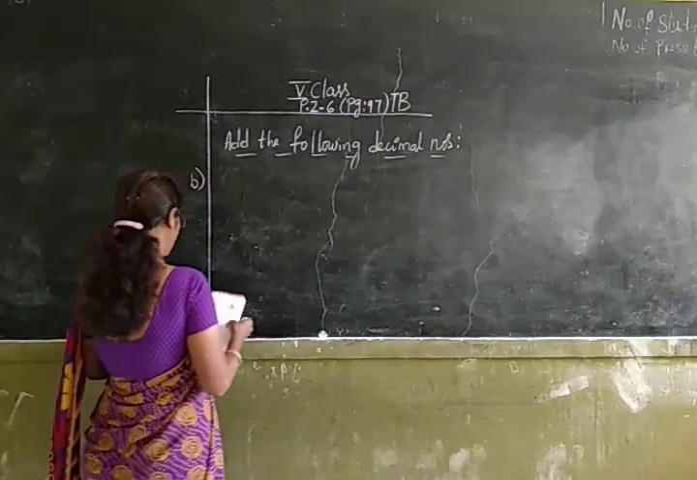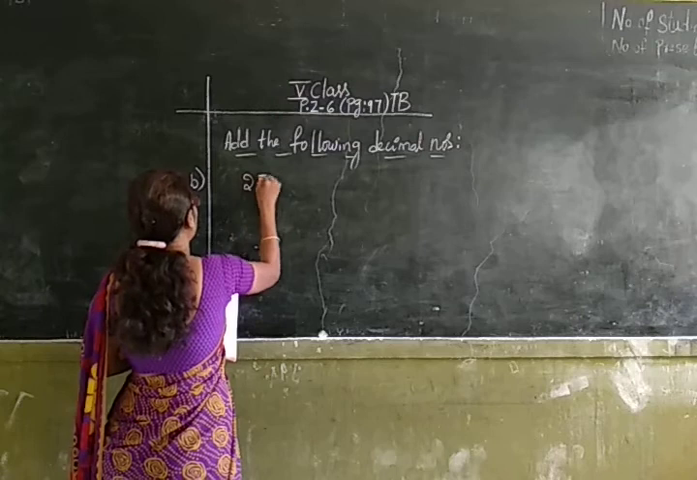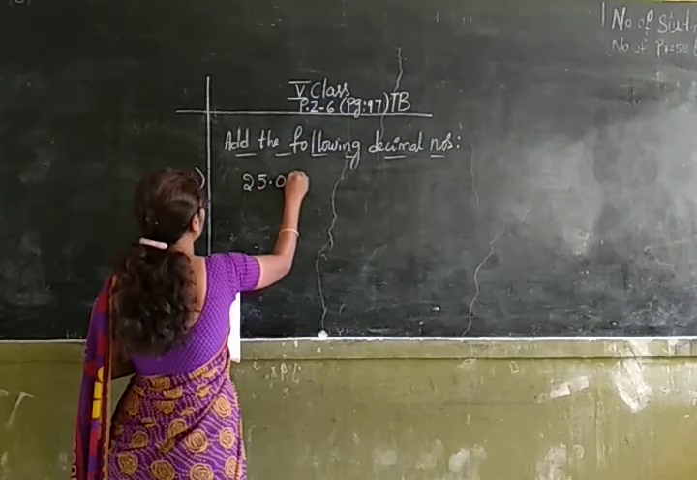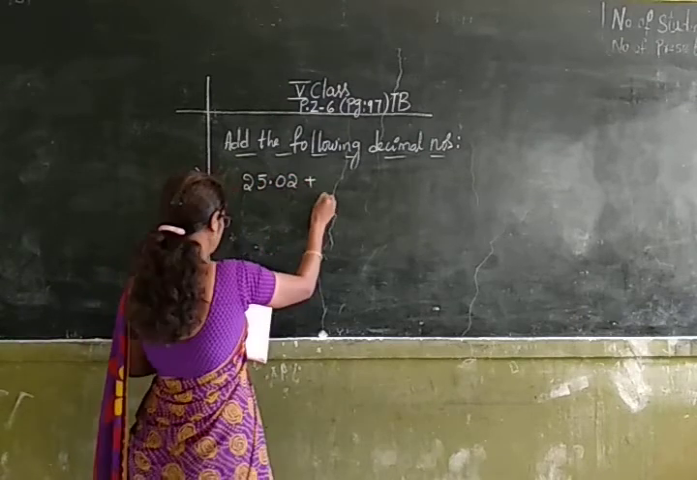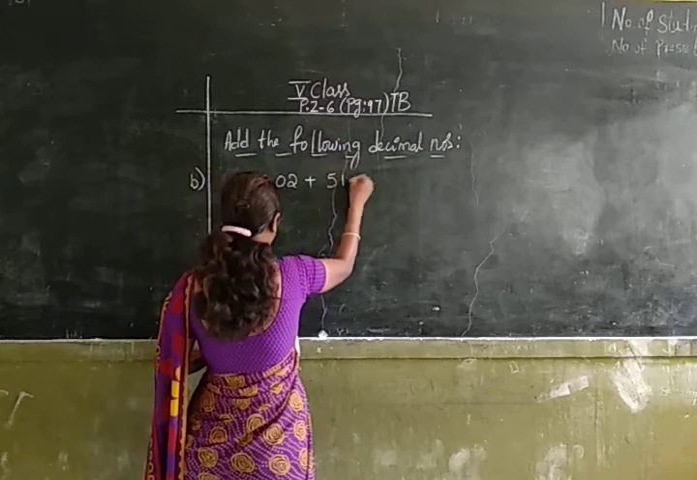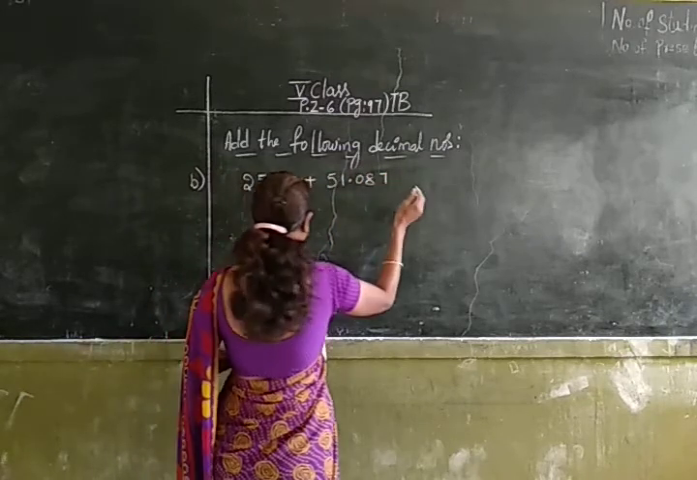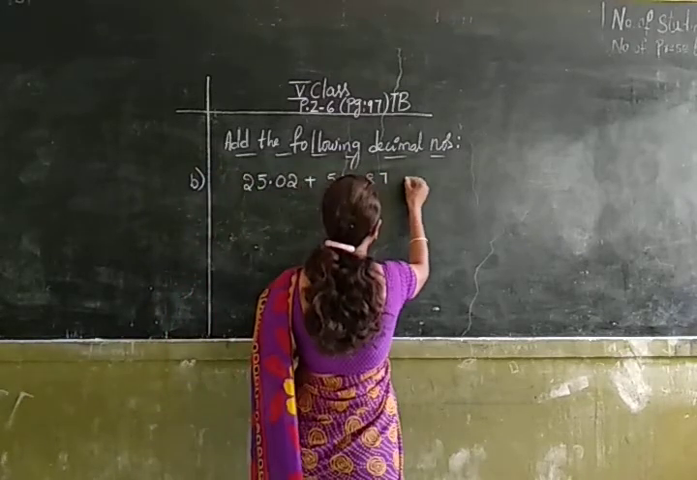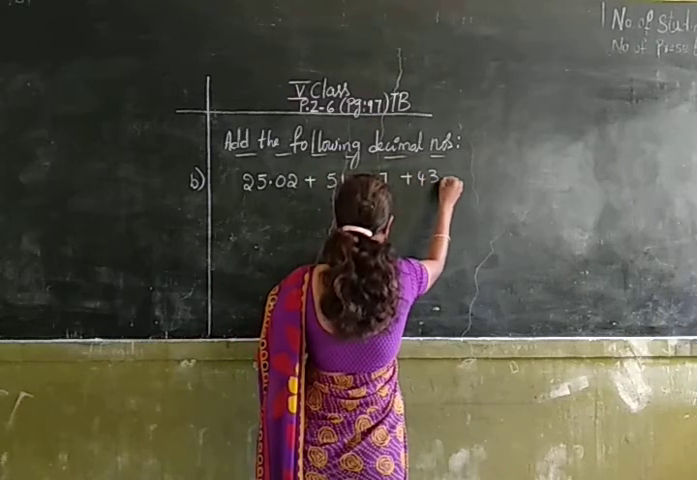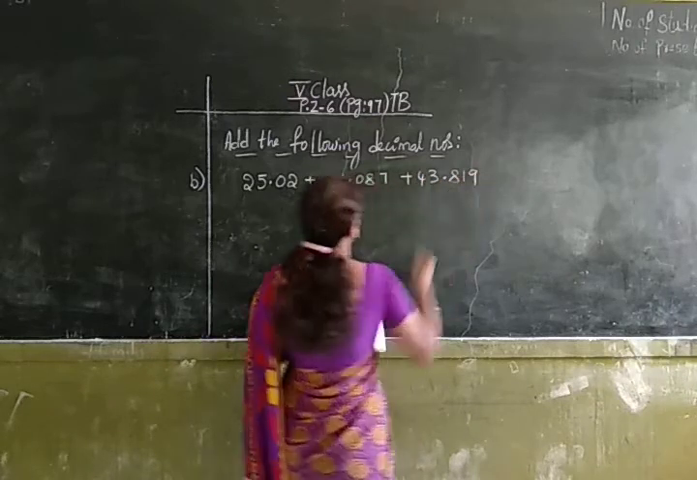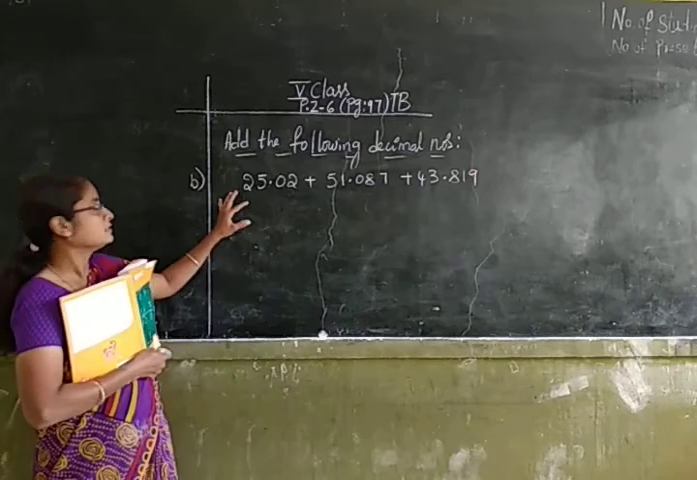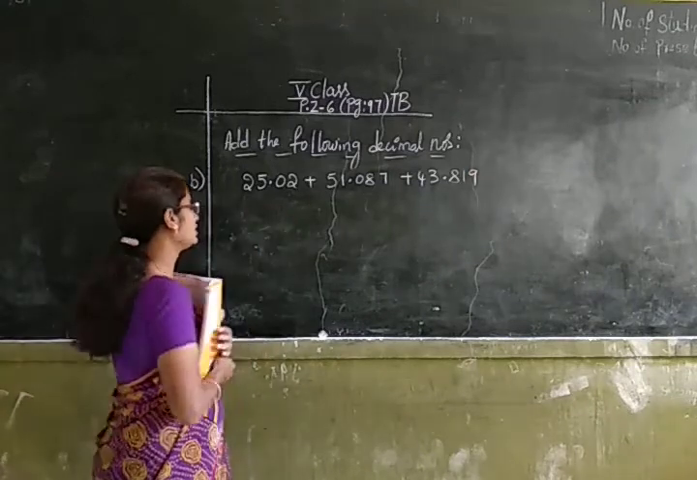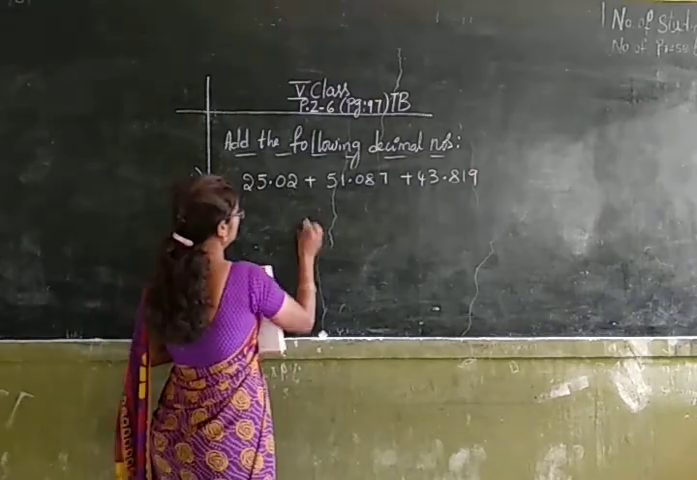Now we have to add the numbers 25.02 plus 51.087 plus 43.819. Here the numbers start from the tens place. So let us write down the places from tens.